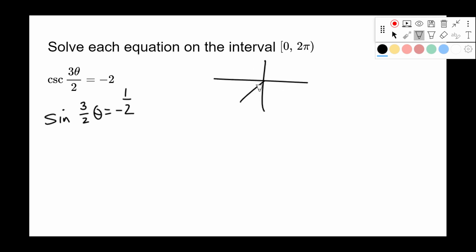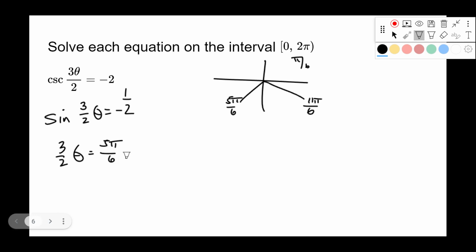Okay, sine is negative in quadrants 3 and 4, right? Sine's the y-coordinate? Yeah. All right, and then sine's a half. Pi over 6 is the reference angle, so this angle is 5 pi over 6. This angle is 11 pi over 6. All right, so 3 over 2 theta would be 5 pi over 6 and 11 pi over 6. Okay, that's the first time around.